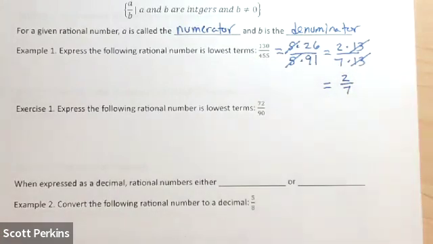I'd like you to please do the same thing for exercise 1 right below. Take 72 over 90 and write that in lowest terms, please.